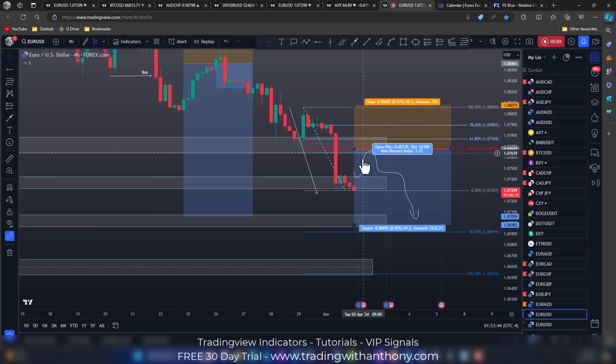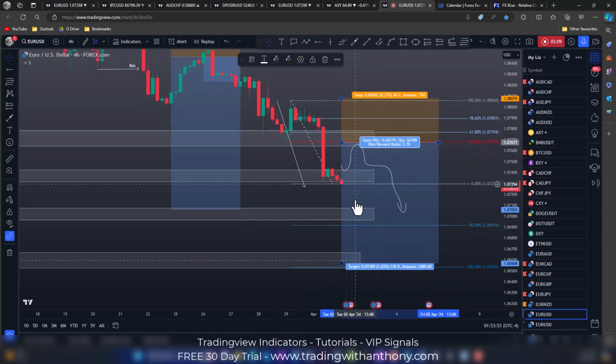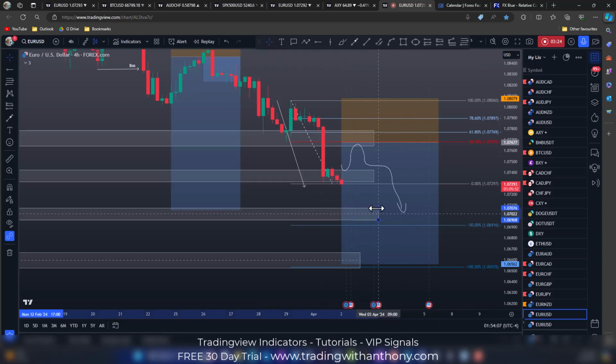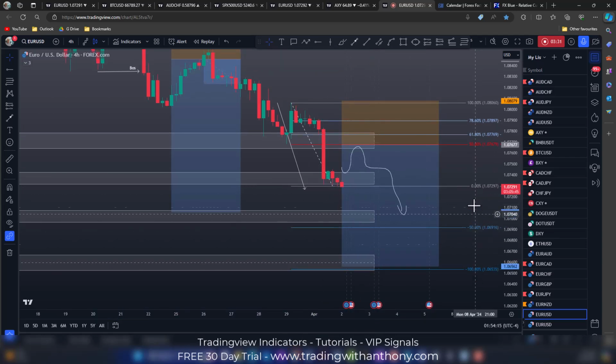So I want this pullback. Target 1, target 2, target 3, and we're looking at a 2.76. Now the 50, see the 50 and the 100 projected from the Fibonacci here coincides nicely with the previous price action. Just interesting how everything seems to align.